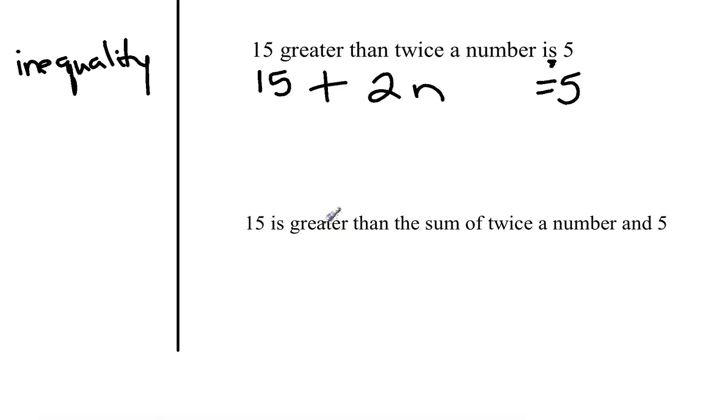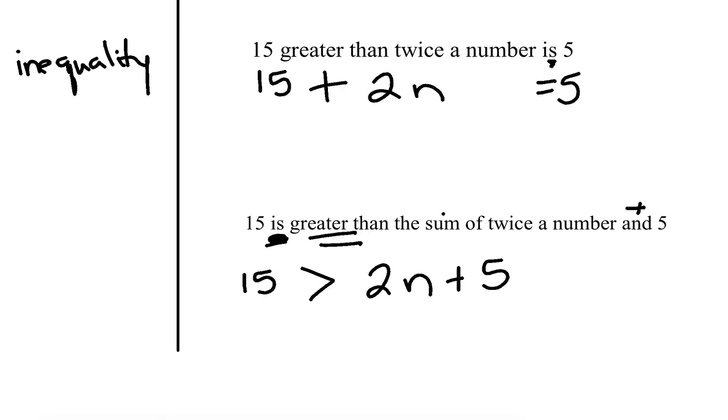But here's how this becomes an inequality, because look where the word is. Instead of being here with is 5, so it equals 5, it says 15 is greater than. Now we know it's the greater than sign. And then we have the sum of twice a number and 5. So what you're going to be looking for today is the word is. When it just says greater than or less than, it's adding and subtracting. But if you add the word is in front of it, is greater than, is less than, then we know we're talking about the inequality sign.